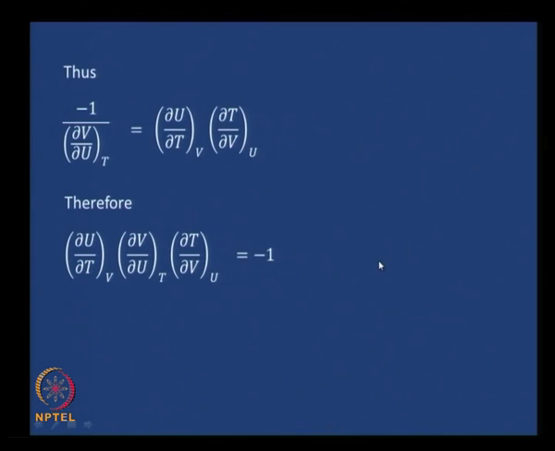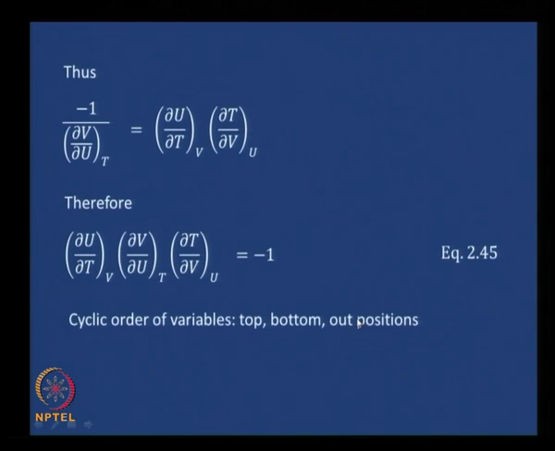What I would like you to note, of course, is that this is equal to minus 1 the other side, and we will call this equation 245. What I would like you to note is the ordering here. It is a cyclic order in terms of top, bottom and out. Whatever was in the top comes to the bottom in the next, whatever was in the bottom comes out, and whatever was out goes to the top.